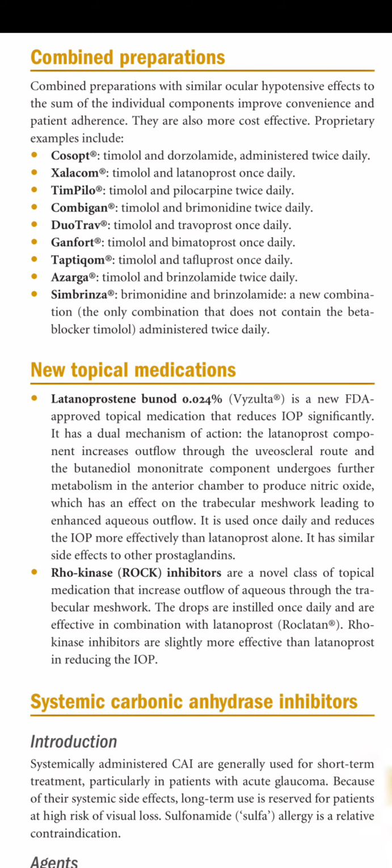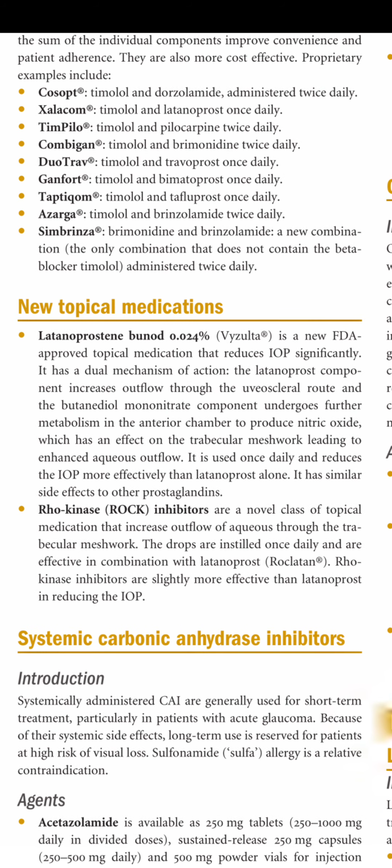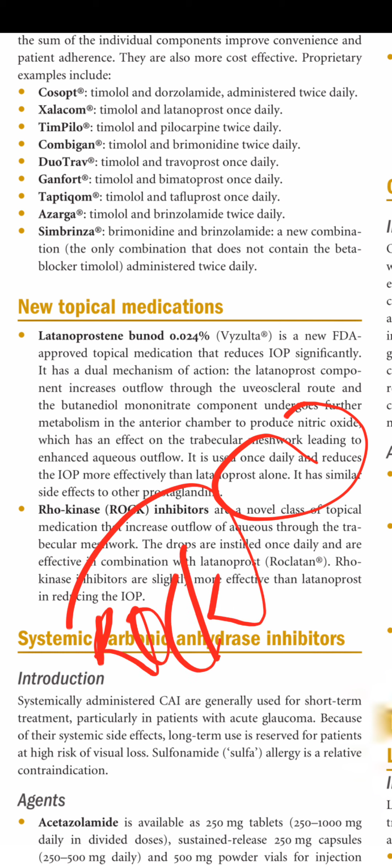Next are the Rho kinase inhibitors, a novel class of topical medication that increases the outflow of the aqueous through the trabecular meshwork. The drops are instilled once daily and are effective in combination with latanoprost, as netarsudil-latanoprost. Rho kinase inhibitors are slightly more effective than latanoprost in reducing the IOP. So basically, it also increases the outflow through the trabecular meshwork, and it can be used with latanoprost; if it is used with latanoprost, it is known as Rocklatan.